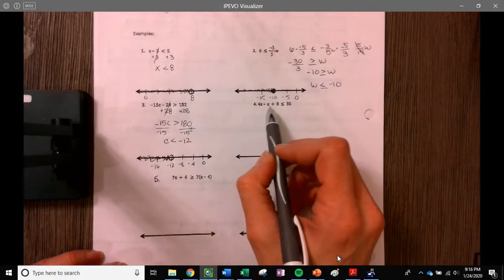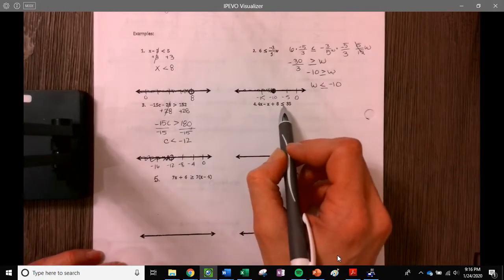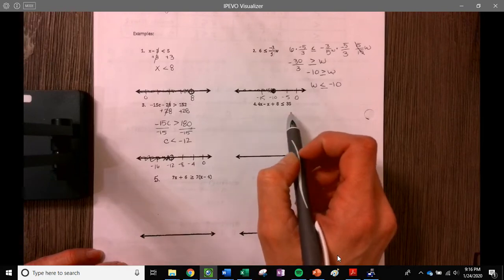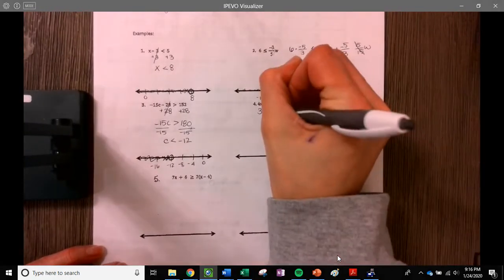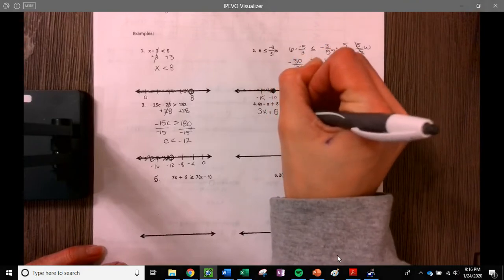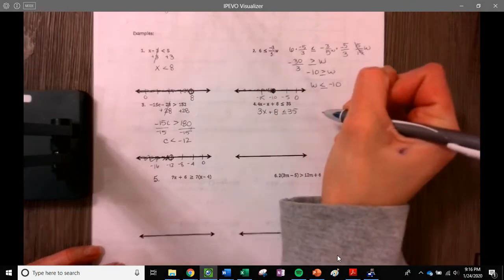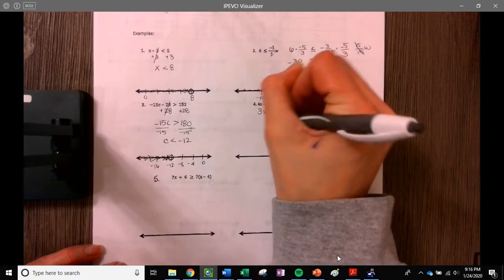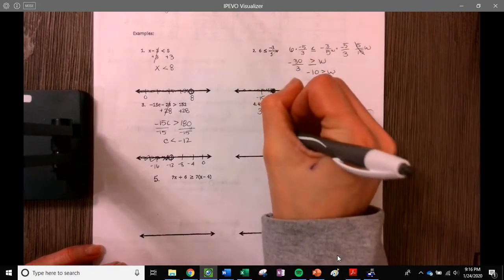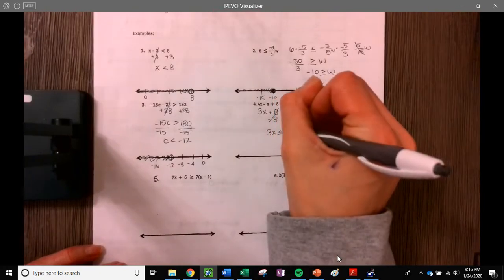4x minus x plus 8 is less than or equal to 35. So 4x minus x gives me 3x. I'm going to combine those like terms. 3x plus 8 is less than or equal to 35. I've got my 2-step now. Get rid of the 8. Cancels out. And I've got 3x is less than or equal to 27.